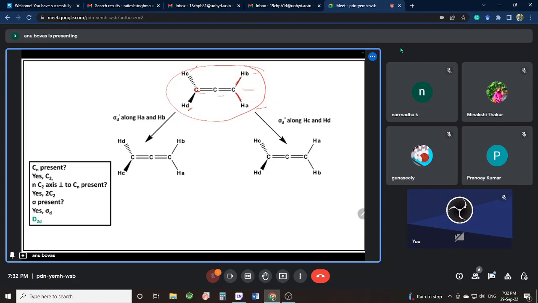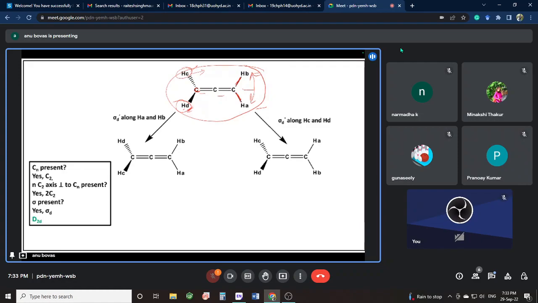So if we pass a mirror plane along this, HC and HD will interchange with each other. HC will go to the back and HD will come to the front. In that case, we get an indistinguishable structure. Similarly, we can pass one more plane through HC, HD, and C. In that case, the other two will interchange with each other. Like that, we can get 2 sigma planes.